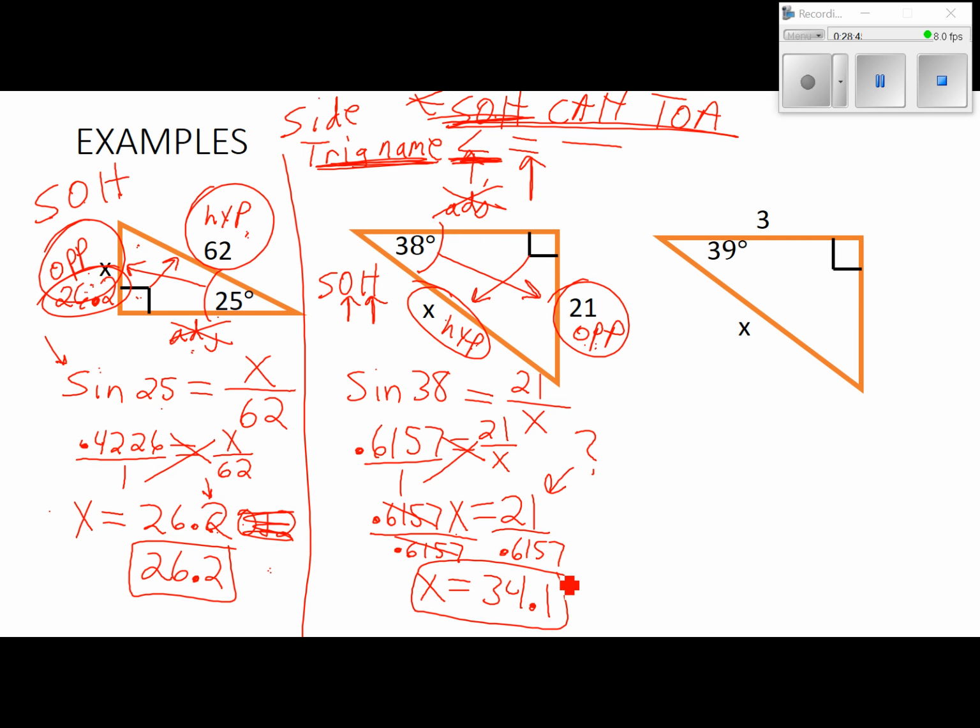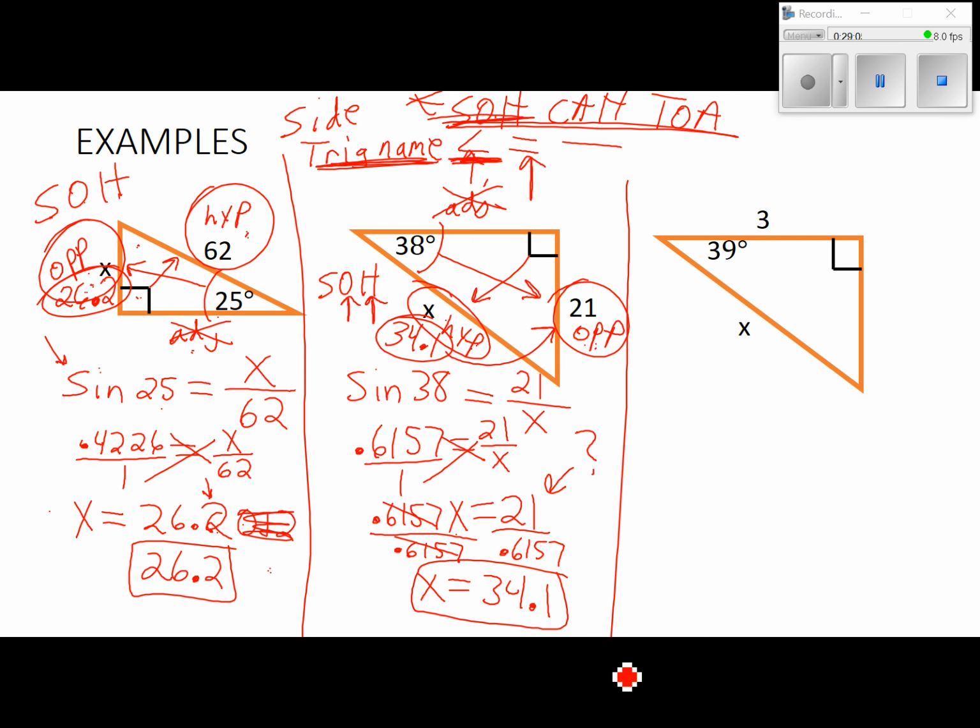You can always go up and make sure that your answer makes sense. If we put it in here, the hypotenuse is 34.1. Remember, the hypotenuse has to be the longest side. Is that 34.1 longer than the side that they told us? And yes, it is, so that would make sense.